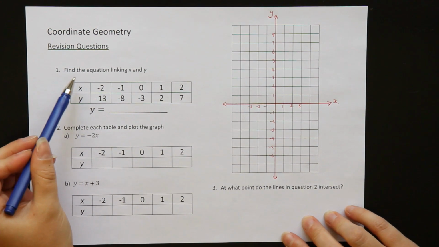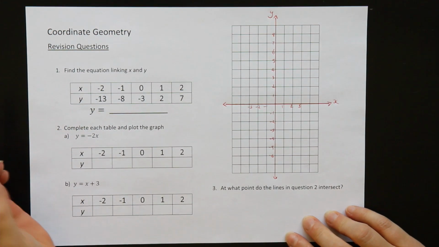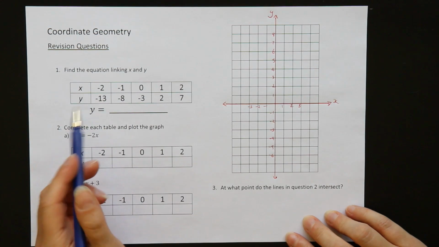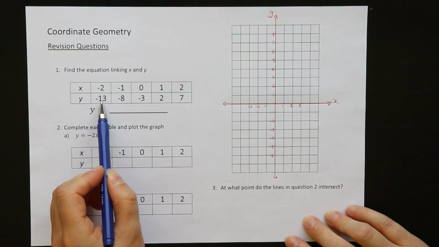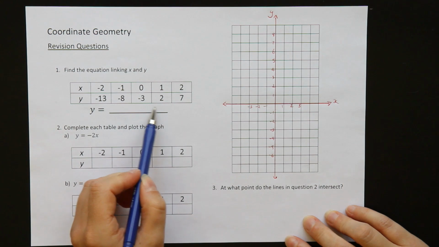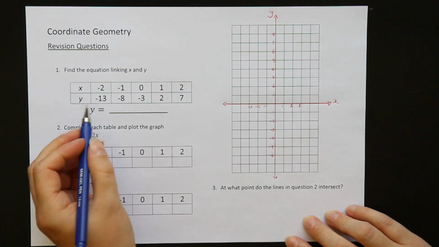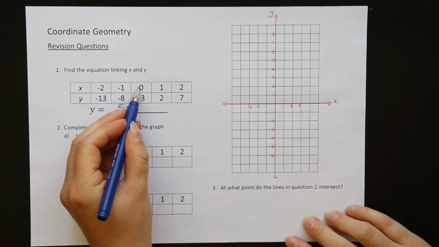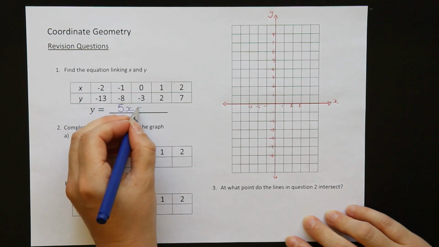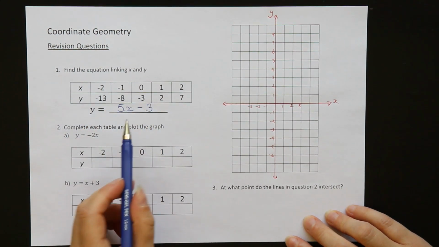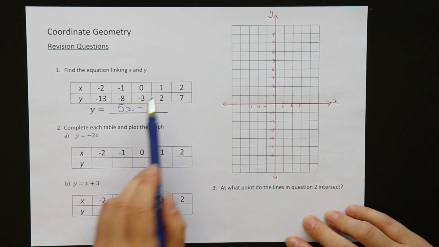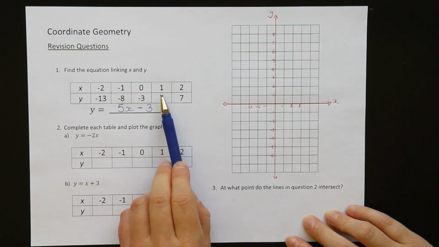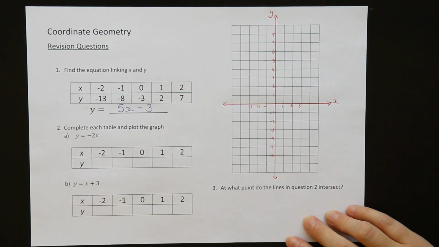Question 1, find the equation linking x and y. We have a complete table here. We want to find the equation y equals something. Remember that whatever the numbers across the bottom are going up by is what we're multiplying by. These are going up by 5, so it's going to be 5x, and the number underneath the 0 is the number that we have to subtract, so we've got minus 3. We can check with one of our values. Let's check with 1. 5 times 1 is 5, minus 3 does give us 2.